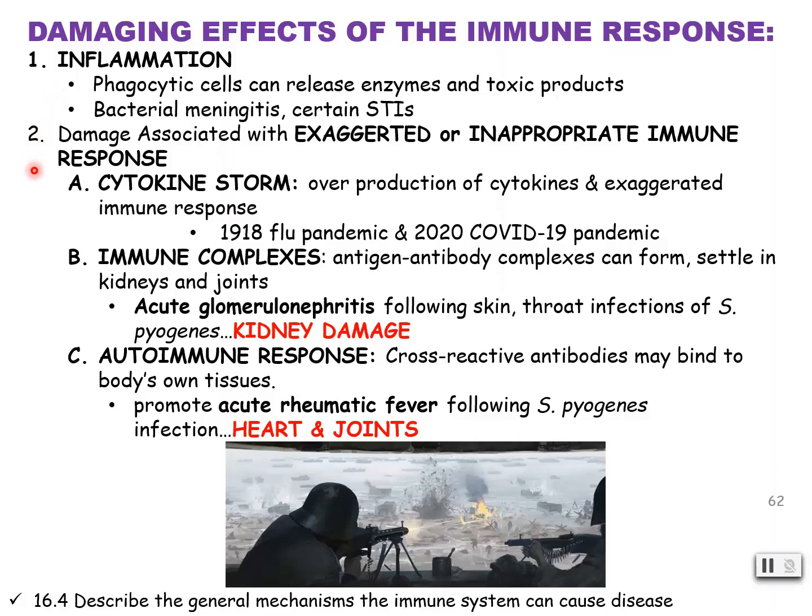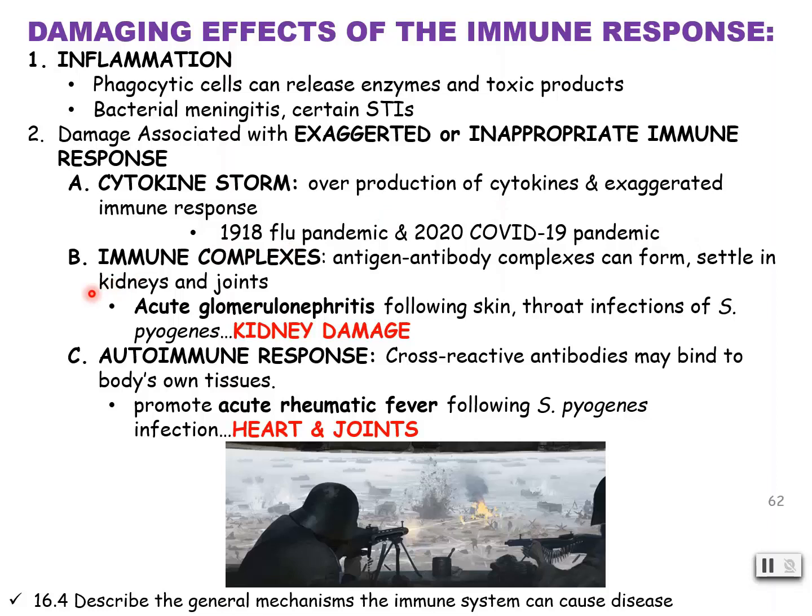Damage associated with exaggerated or inappropriate immune responses. The cytokine storm we talked about, that overproduction of cytokines, is an exaggerated immune response. So you get fever, body aches, and it can also lead to shock. And that's what happened in the 1918 flu pandemic, and that's what's happening with the 2020 COVID-19 pandemic. People dying from that cytokine storm.